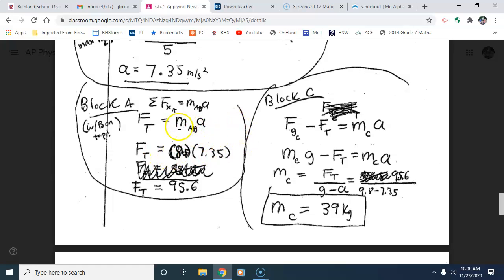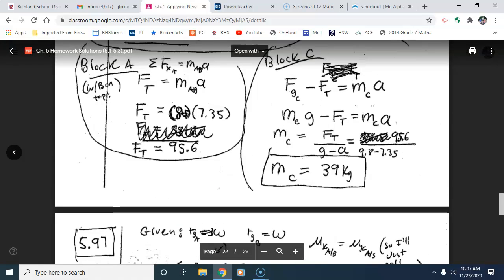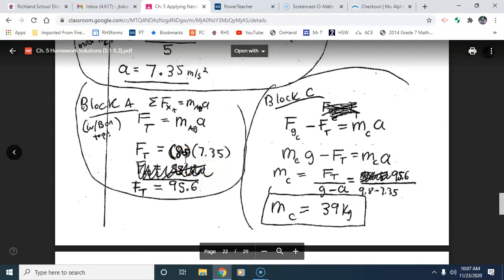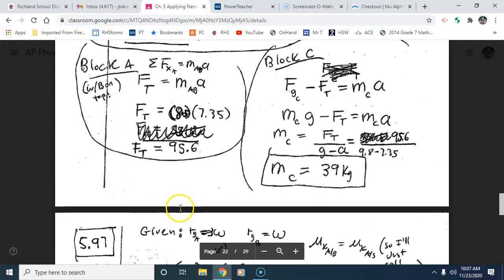But we have to use it equal to MAB, the combined mass, because that tension feels like it's just pulling one heavier box since block B is on top of it, right? So we've got to be careful to use the combined mass of both of those, but we could plug in that 7.35 here. We do have the masses, I believe, of these. Yeah, 8 and 5, I believe it was. 8 kilograms and 5 kilograms, so that becomes 13 times 7.35, and we get a tension of 95.6 newtons.